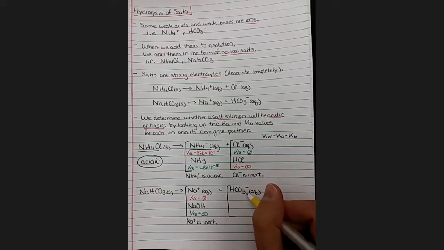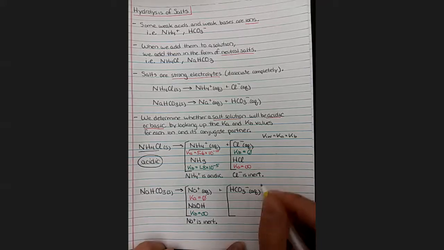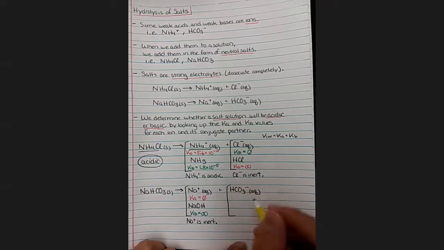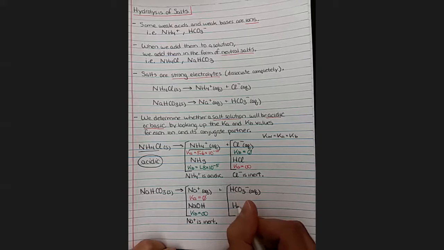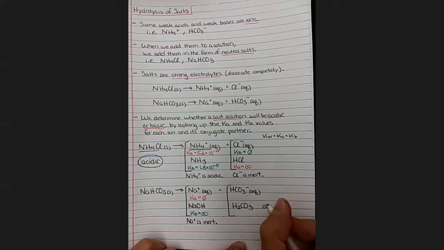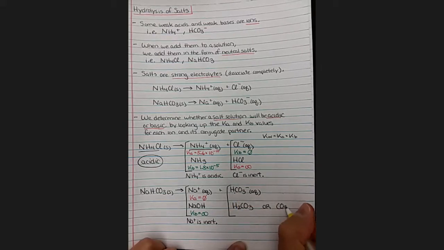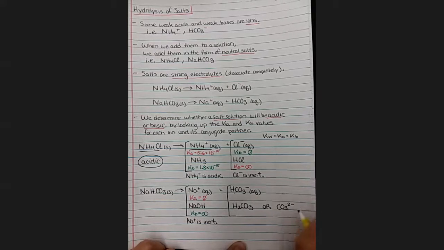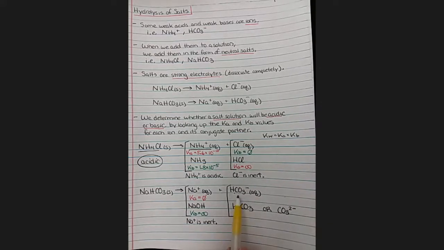And then for hydrogen carbonate, you may recognize this as part of the polyprotic we talked about in the previous video. So this compound could gain a proton and become carbonic acid, or it could also lose that second proton to become carbonate. So to figure out if HCO3 minus is going to be acidic or basic, we need to consider both of its possible conjugate partners.